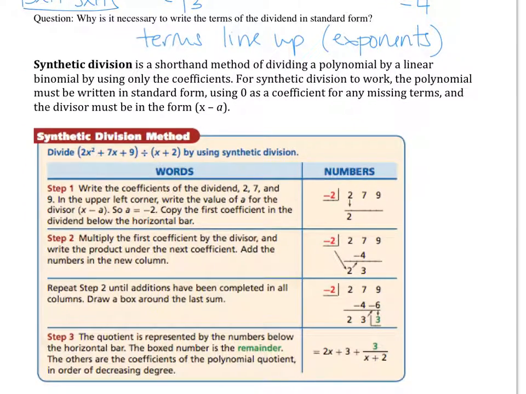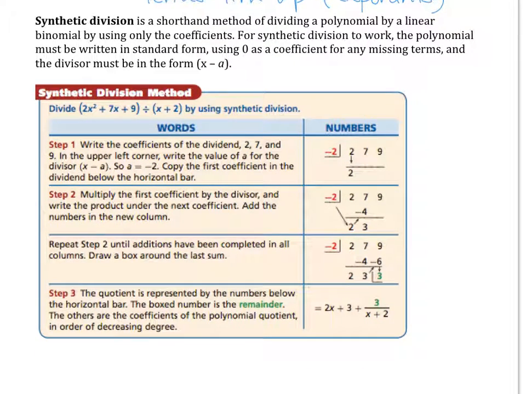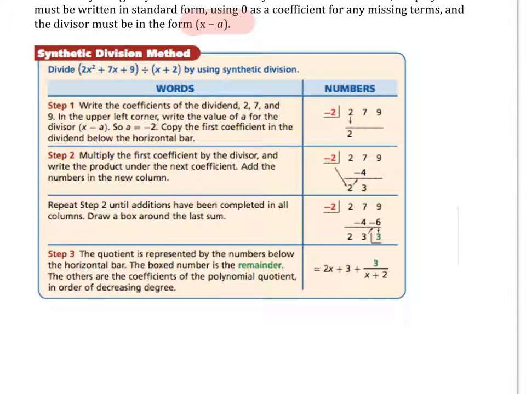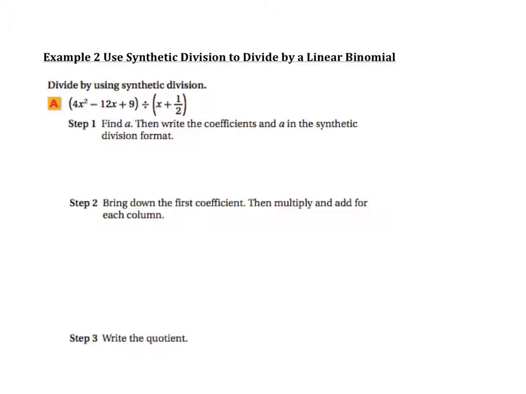Okay, in synthetic division, it's a way of dividing, but we only use the coefficients. Again, it must be used standard form, zeros as a coefficient for any missing terms. And the important part is that your divisor must be in an x minus a form. Then you put basically your A here, your coefficients, bring the first number down, we multiply and add. So it's a little bit different than long division where you subtracted. So I think it's best if we do an example.